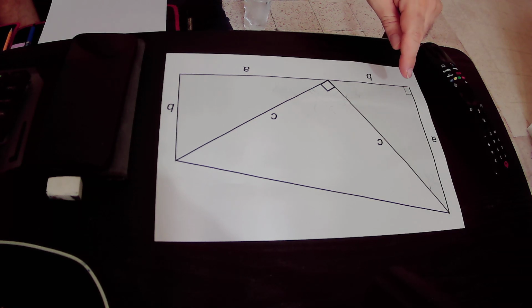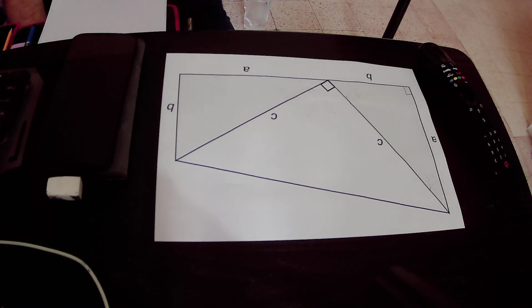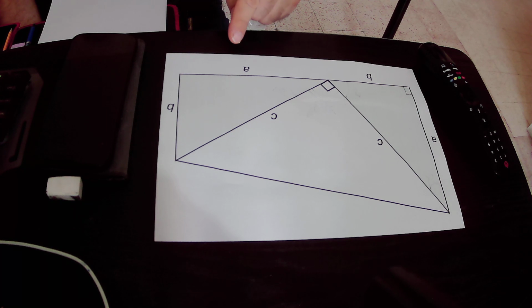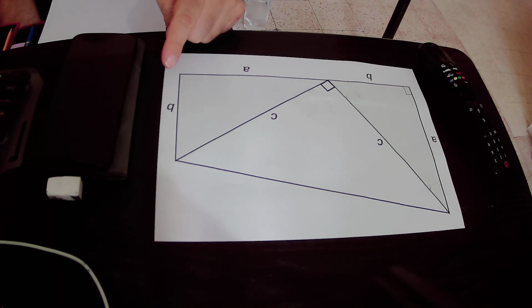The angle between side A and side B in the right triangle. So here we have two triangles that have two sides that are equal to each other. Side A in the right triangle equals side A in the left triangle, and side B in the right triangle is equal to side B in the left triangle.